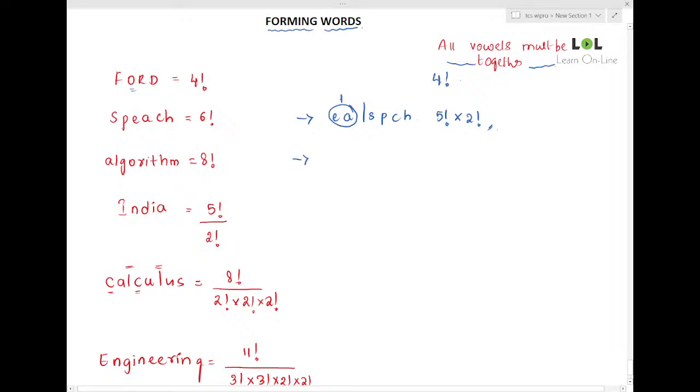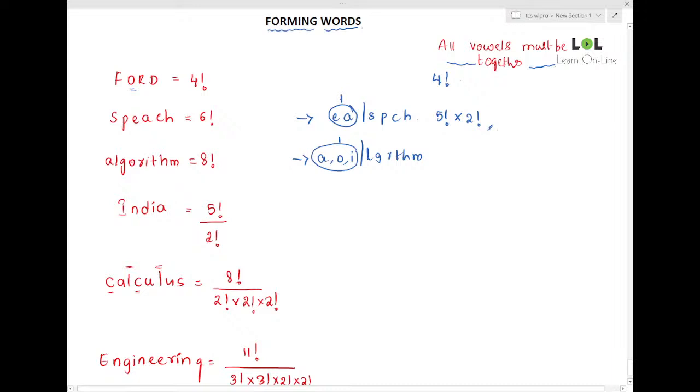Algorithm. First, what do we do? We separate the vowels. Which are those? A, O, and the remaining are consonants, which are those: L, G, R, T, H, M. So what do we do? Consider these as one unit.